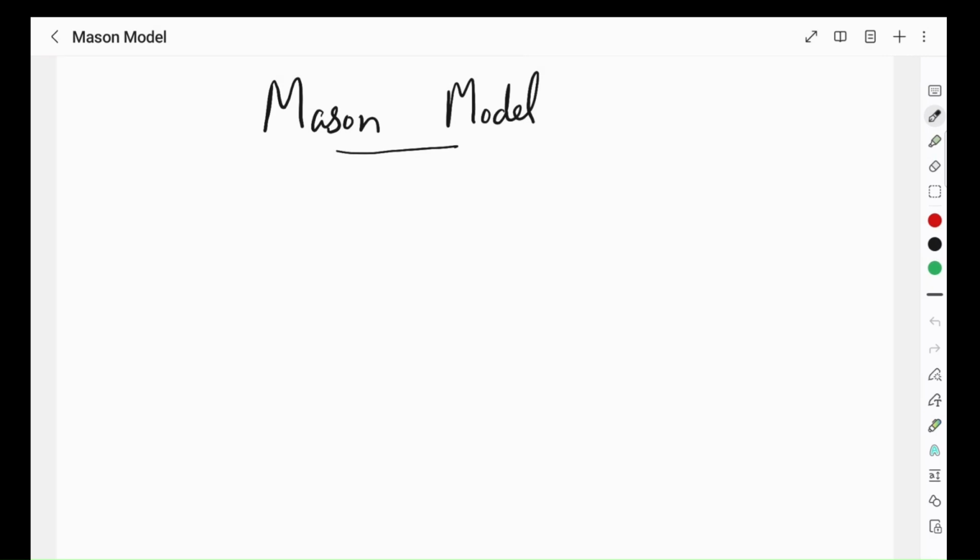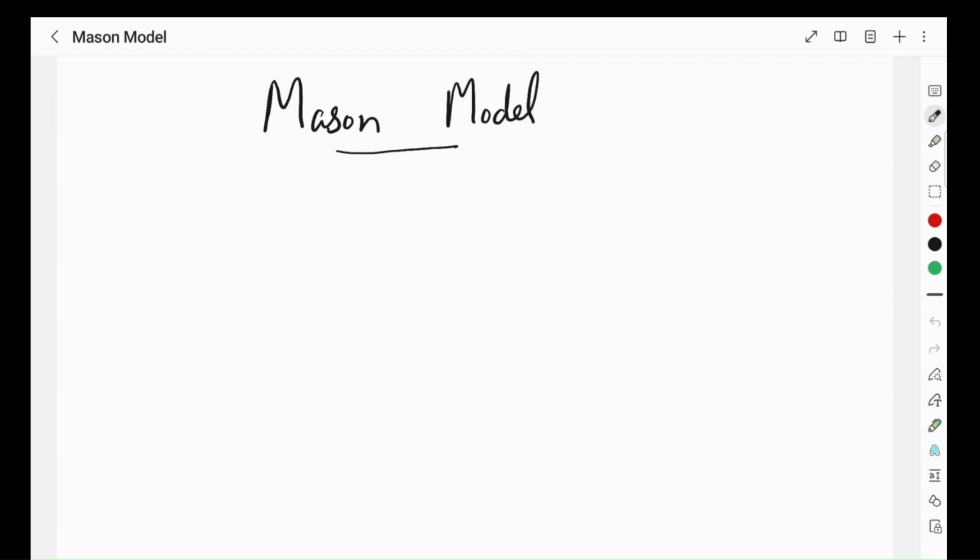Yeah, so hello everyone. In this video I'll be discussing the Mason model. In one of my previous videos, the Butterworth Van Dyke model, I got a request from Anuj Ashok to do a video on the Mason model. So then I thought I'll do a video on this. So first, what is the Mason model?